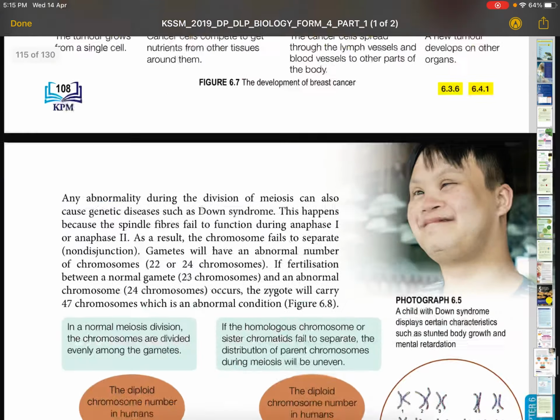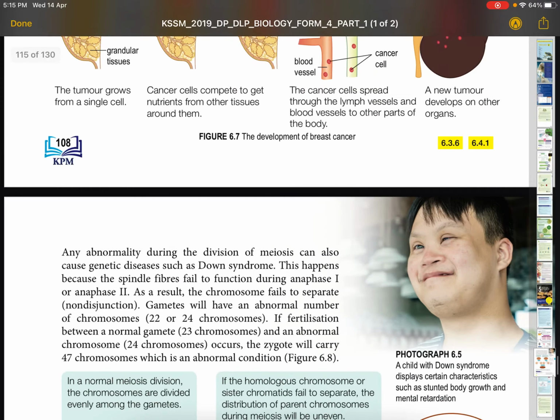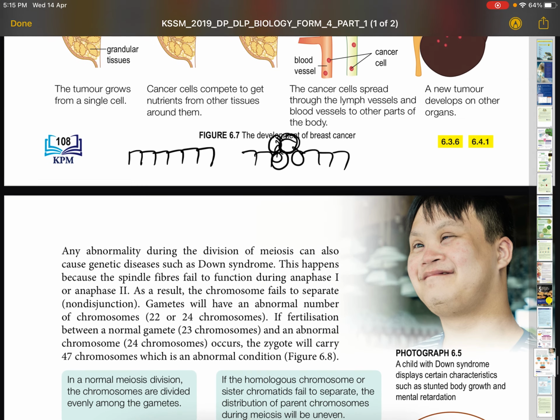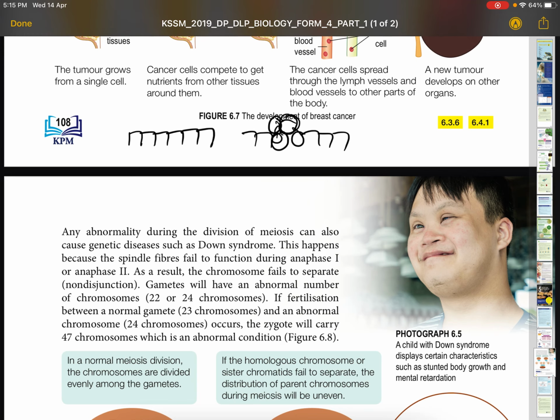Loss of contact inhibition means normally when cells come into contact with each other, they stop growing. So when you see a normal cell, it will be very arranged because they stop growing after they meet each other. But in cancer cells, even though they meet each other, they do not stop growing. Instead, they grow outwards. So this is a cancer cell. It doesn't follow the rules.